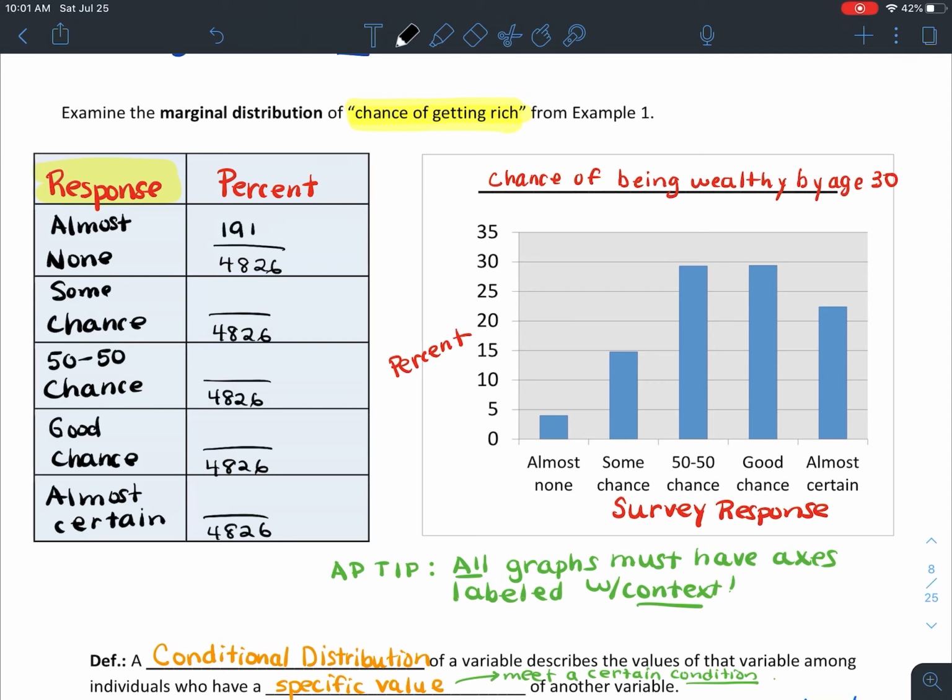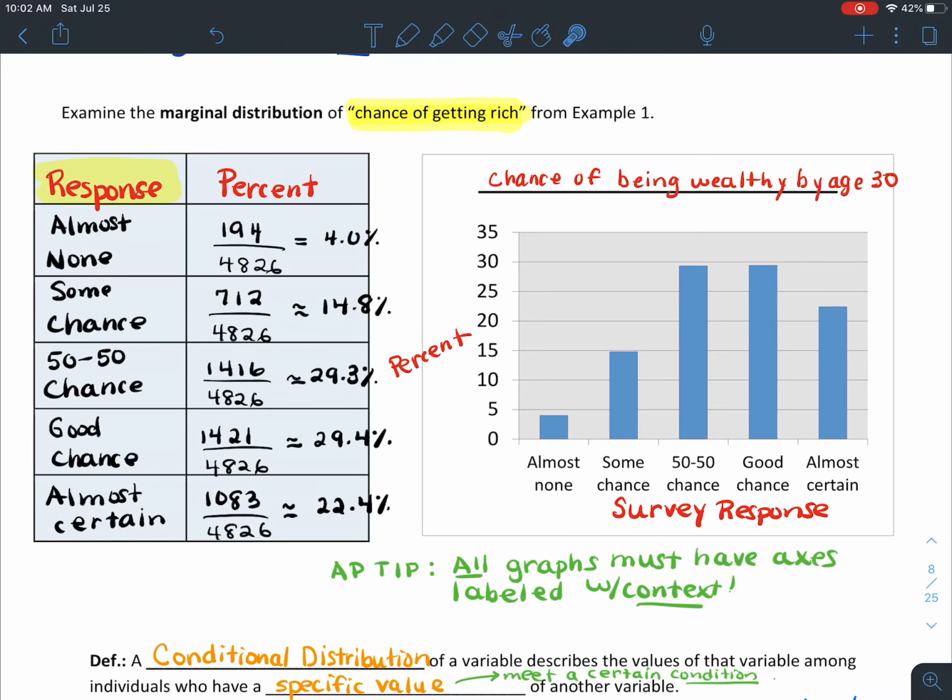Okay, so I'm just going to fill these in here for you. If you punch this into your calculator and carry it out to one decimal place and switch it into a percent, this is what we're looking at roughly for the percentages of each of these responses. So we're saying there was about 29.3% of the people who answered that there was a 50-50 chance that they would have a more than middle class income by the age of 30. Okay, so I have calculated the marginal distribution for their responses.